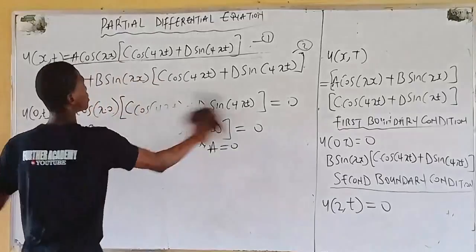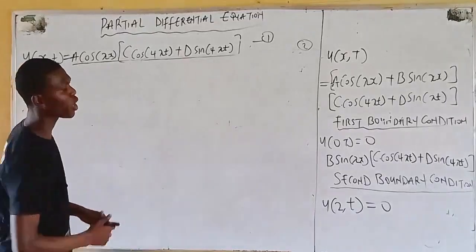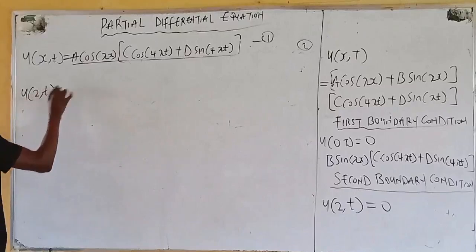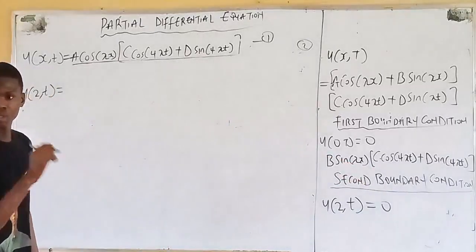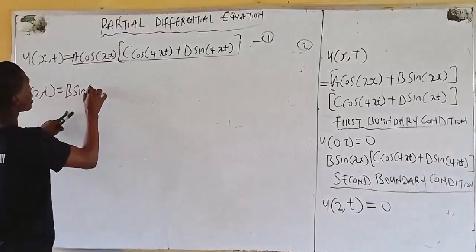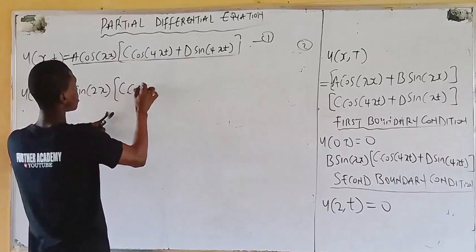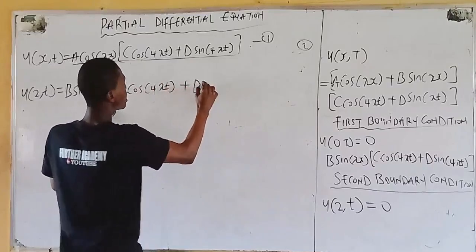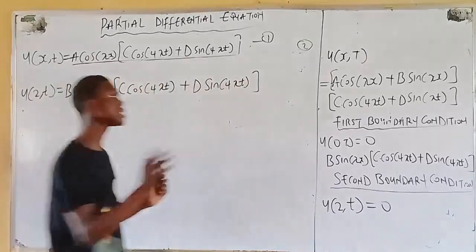You are saying that, so you doing that, you are saying that you all into bracket 2 comma t equals to, don't forget that you are using this, right? Meaning anywhere you see x, substitute what? 2. Meaning you are having b sine all into bracket 2 lambda all into bracket cos, okay, c cos all into bracket 4 pi lambda t, right, plus d sine 4 lambda t. Any question on that? Can you see how it works?